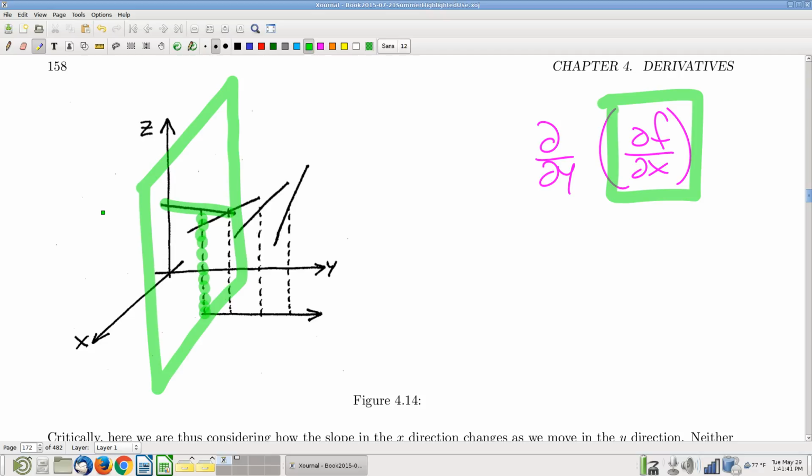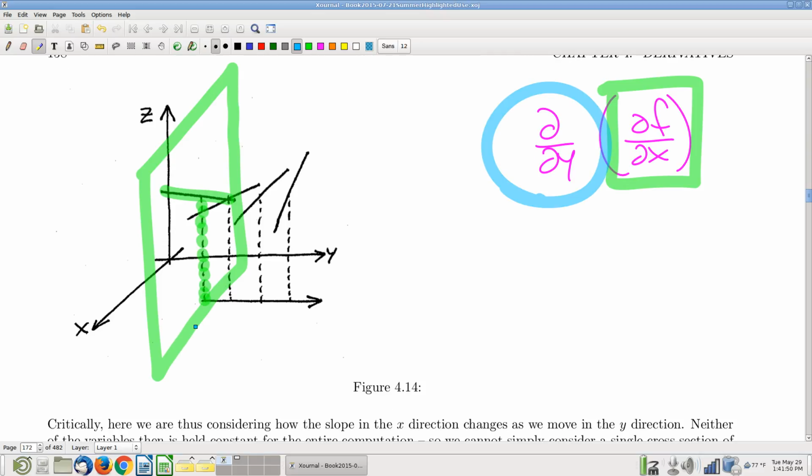But now ask, what happens to that slope not as we move in the direction that we were going? We're not moving in the x direction, right? We're moving in the y direction. So I want to look at these slopes of these tangent lines in planes that are like this, but moving that way.